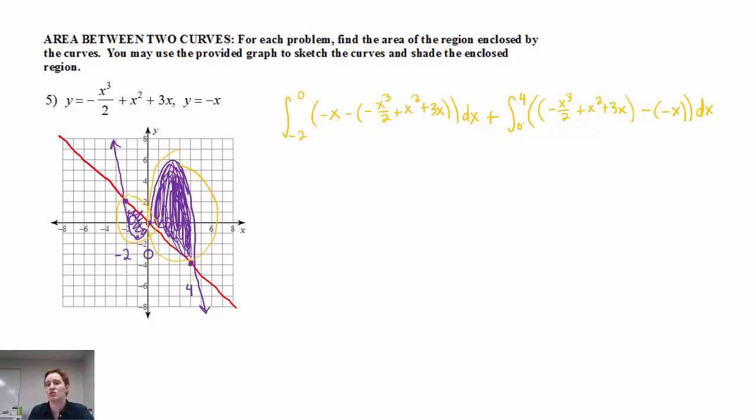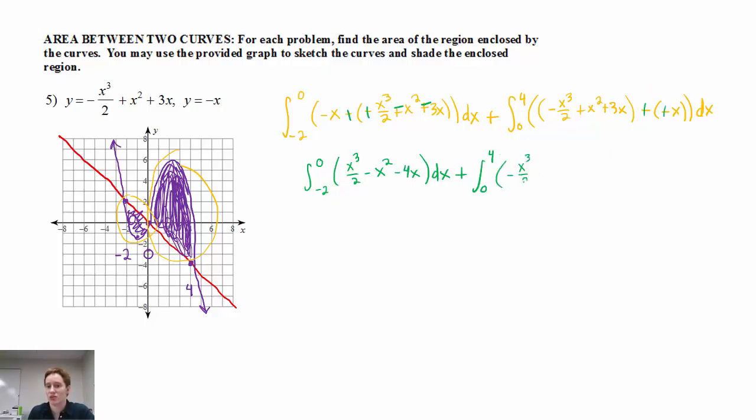What should happen if we combine like terms here and we distribute the negative correctly, is these should be exactly opposite of each other. So if I change these signs and then go ahead and put the negative x and the negative 3x together, what I end up with is x cubed over 2 minus x squared minus 4x. And then whenever I do that on the second one, from 0 to 4, this will change just to plus x, and so I have the exact opposite.